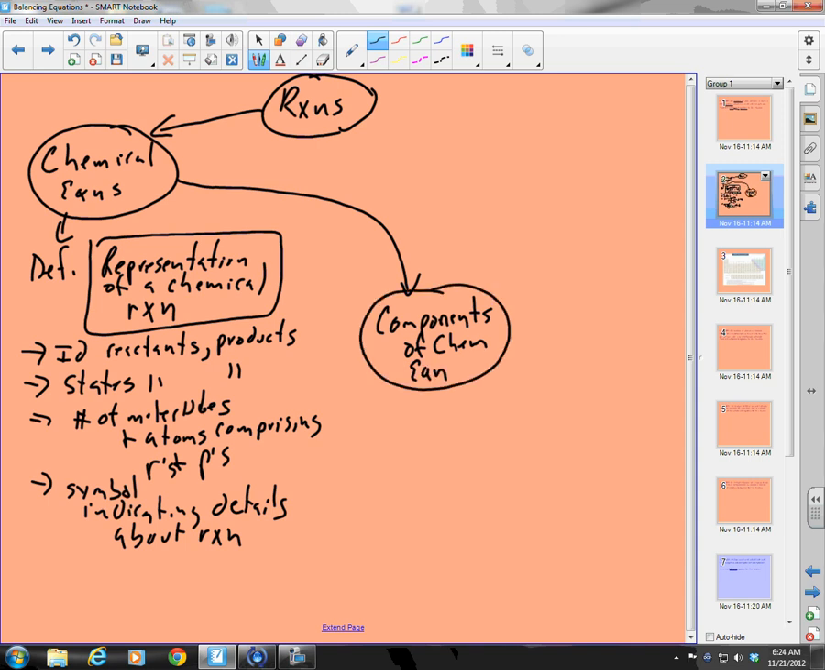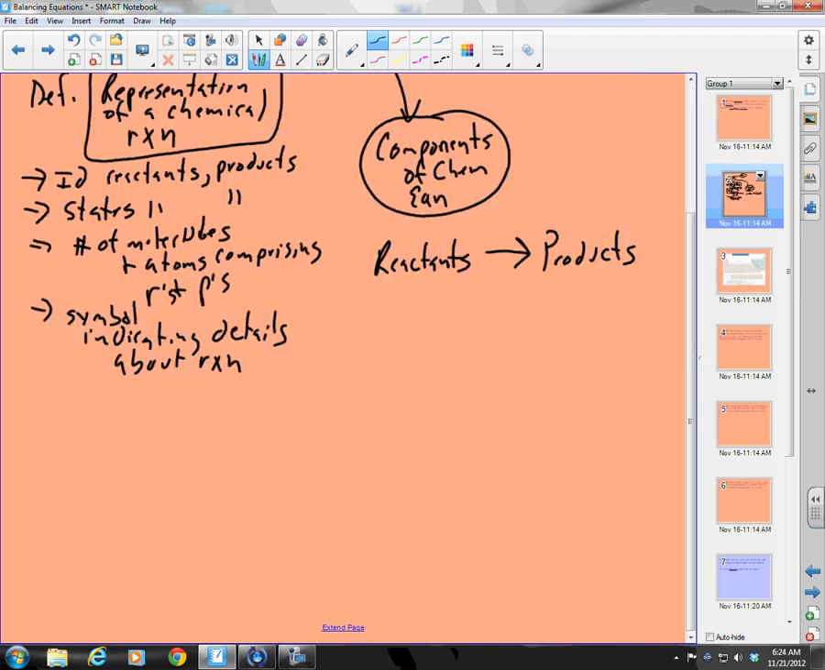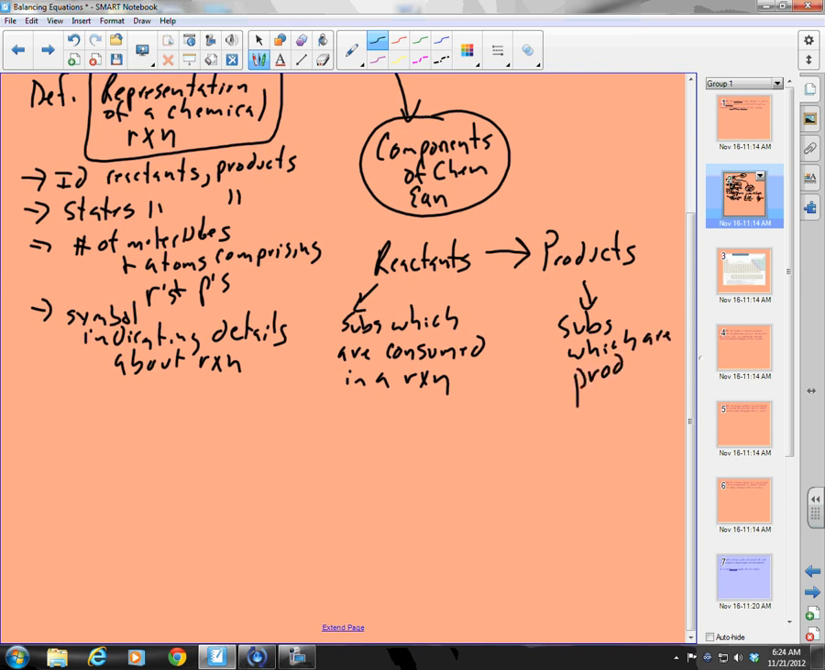Okay, well, there are essentially two components, right? There are reactants and there are products. Good. And usually they're separated by something that looks like that. And so what are my reactants? Reactants are substances which are consumed in a reaction. And my products are substances which are, this is earth shaking here, right? Substances which are produced in a reaction.